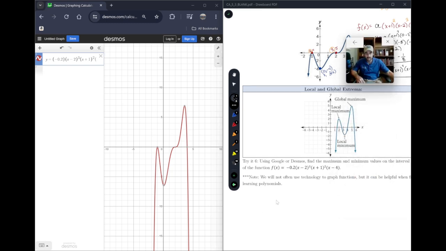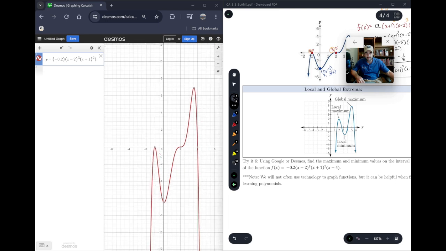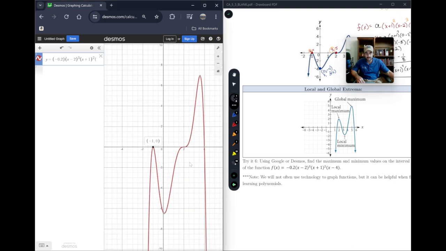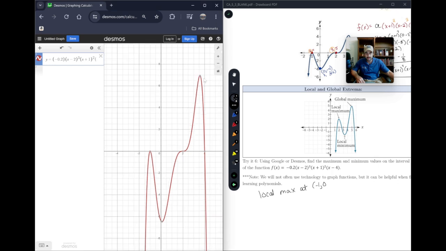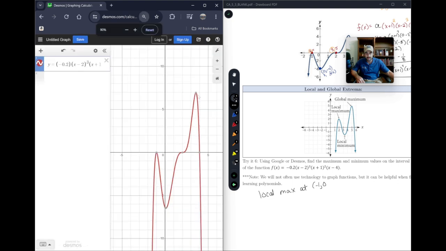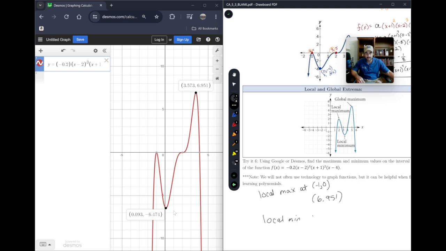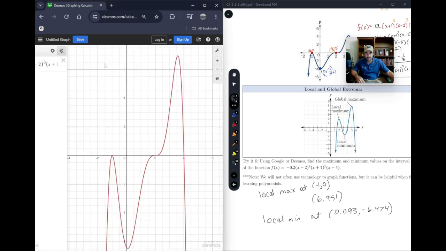And we will see if we can determine what it asks us to find, some maxes and minimum values on the interval. All right, well, if we look at this graph right here, see we've got a local max. So I might say we got a local max at -1, 0. And you can probably look around and find another local max by clicking on it. Ooh, that's a tall local max. Is that the full point? Yep, we got ourselves another local max at a real ugly number. Another local max at 6.951. Got ourselves a local minimum down here, it looks like. Local min at 0.093, comma, -6.474. Like I said, we're not going to use technology a lot, but sometimes it's good to look at a graph and see if we can determine a few key features about it.